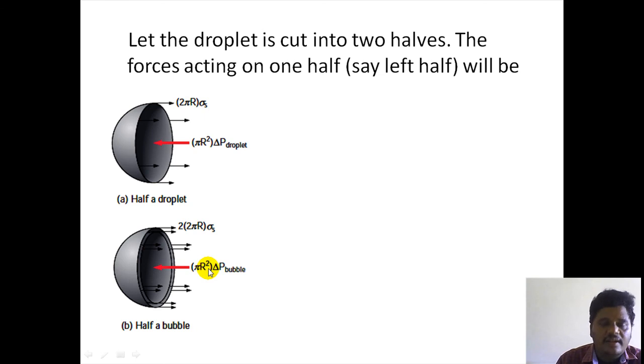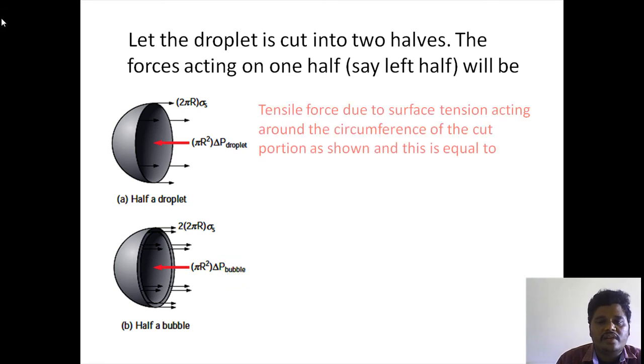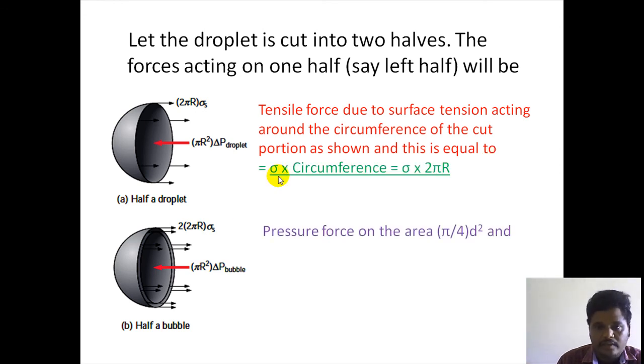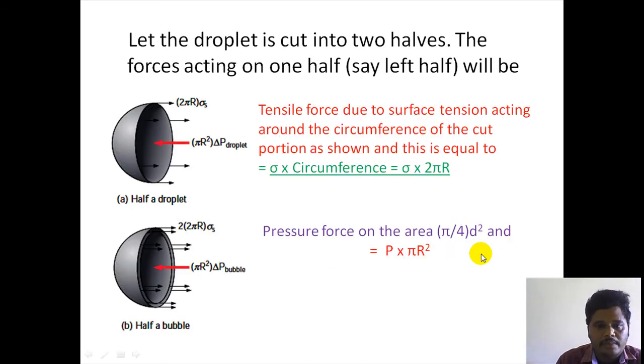The tensile force due to the surface tension acts along the circumference, and the droplet is cut into two equal halves. Now the surface tension force is sigma into circumference, that is sigma multiplied with 2 pi r. The pressure force on the surface area, pi by 4 d square, which is pi r square, the area of a surface, is pressure P multiplied with pi r square, because I am taking it in terms of radius.